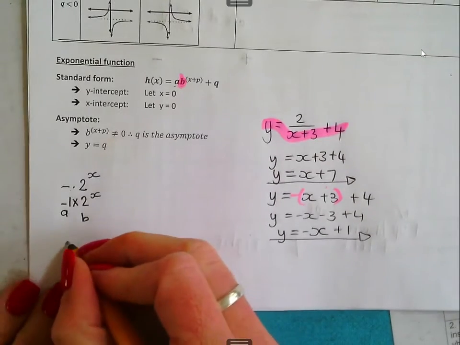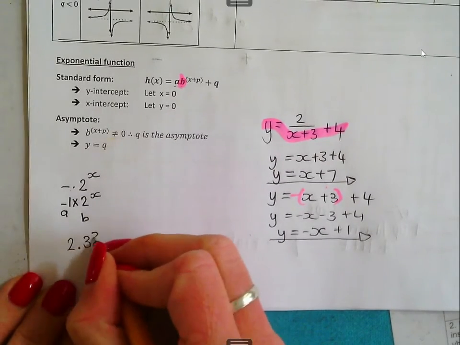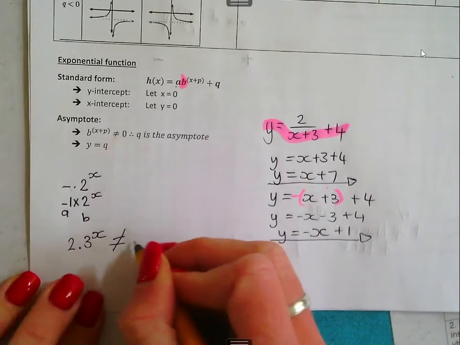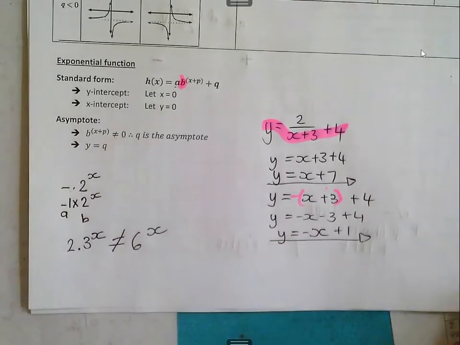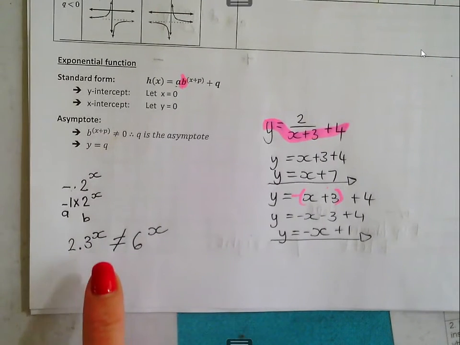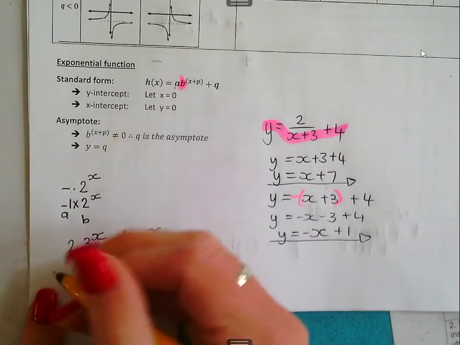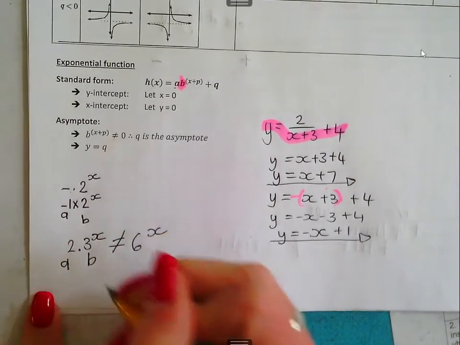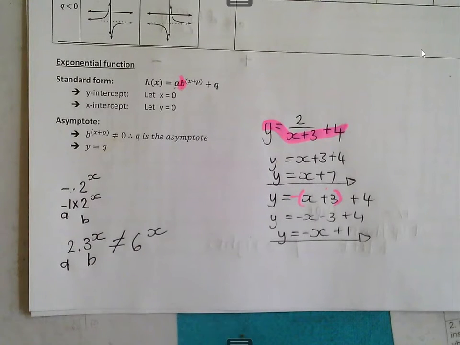And if you have 2 times 3 to the power of x, that is not 6 to the power of x. Because these two things are not the same. This is a constant and this is a variable or an exponential form. Okay, you can't multiply a normal number with exponential number. Do you agree with me? Okay, so if it looks like that, it means a is 2. B is 3. They are not the same.